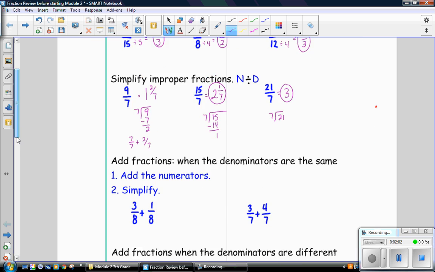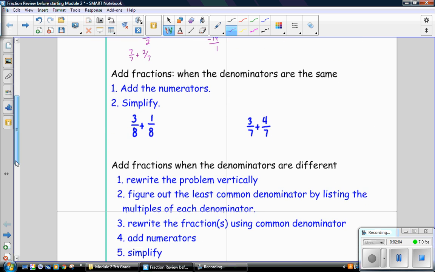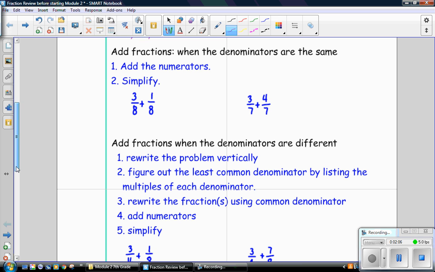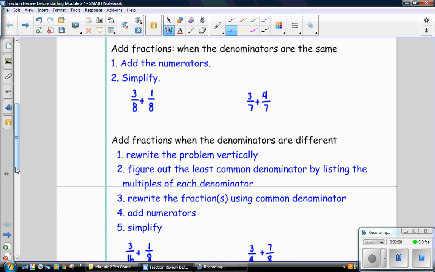In our next section, we'll work on adding fractions. When the denominators are the same, you will add the numerators and then simplify. The denominator stays the same. So 3/8 plus 1/8, you add the numerators, 3 plus 1, and the denominator stays the same. So the answer is 4/8. Remember to simplify your fraction as well.